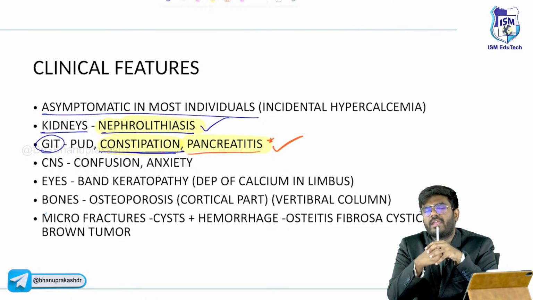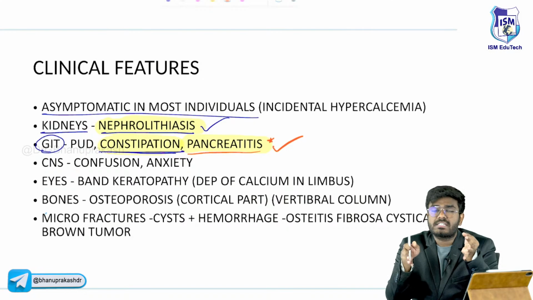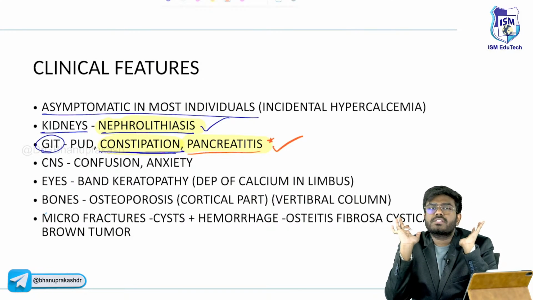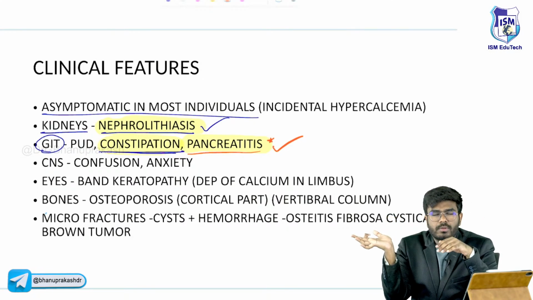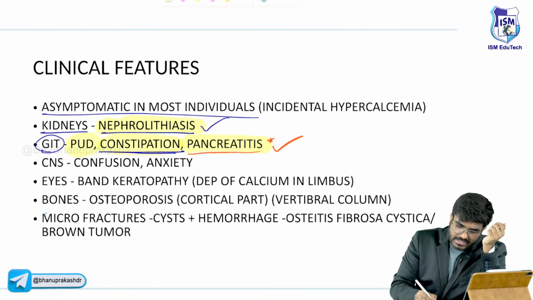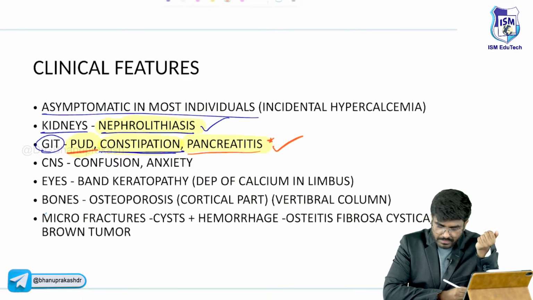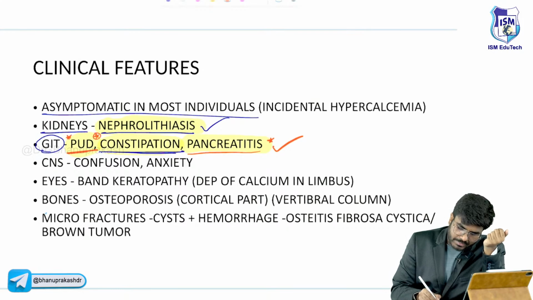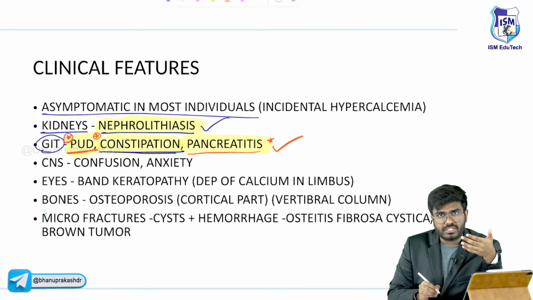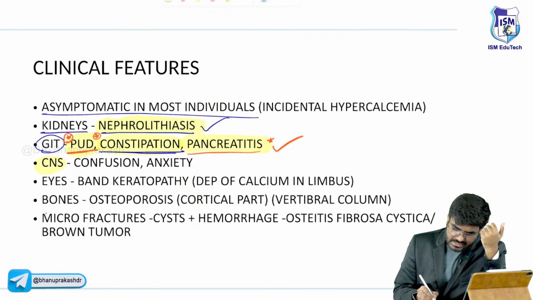So if there is hypercalcemia, there are kidney stones, osteitis fibrosa cystica, and in the GIT, constipation, but there can also be pancreatitis. Then peptic ulcer disease: in a patient who has lots of calcium, there is a chance that he can develop ulcers because of more acid production. Next, the central nervous system, which I have discussed.